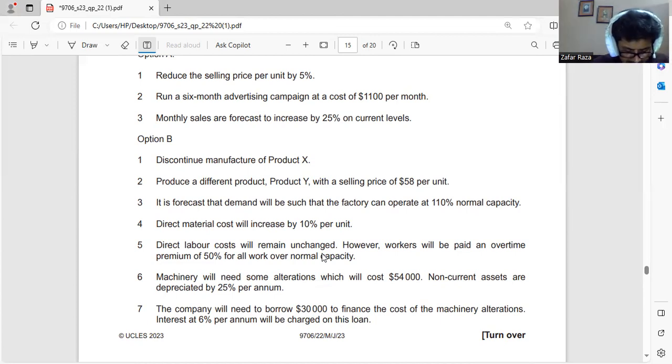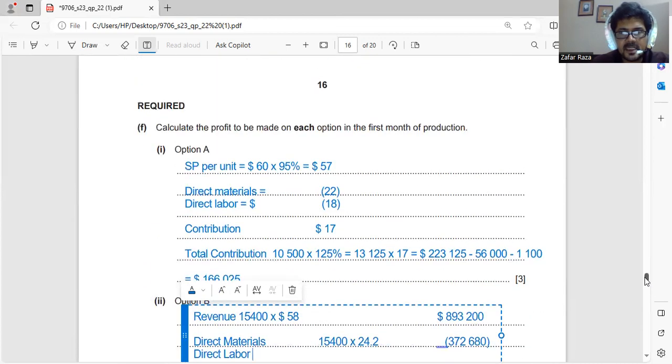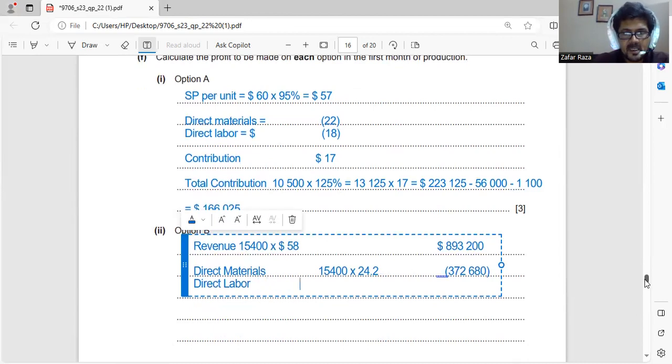Okay. So in that case, we have to calculate direct labor twice. First, the normal rate, $18 for 14,000 units. 14,000 units multiplied by $18 would make 252,000.